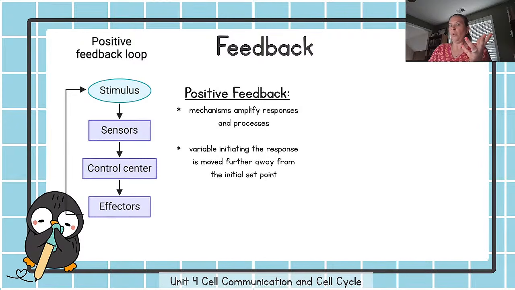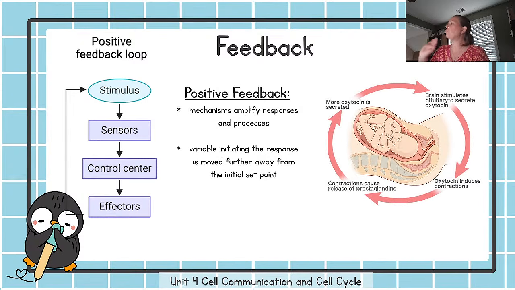Now, we have an interesting example for this one. This is looking at childbirth. And so what's happening is that the baby's head is pushing on the cervix, which then causes the release of this oxytocin. Oxytocin is then going to cause uterine contractions. And so as the uterus contracts, it pushes the baby's head even harder onto the cervix, which then causes even more oxytocin to be released. And so we're going to see that there's this buildup of oxytocin, which increases the contractions. And so then we're going to see the release of the baby.